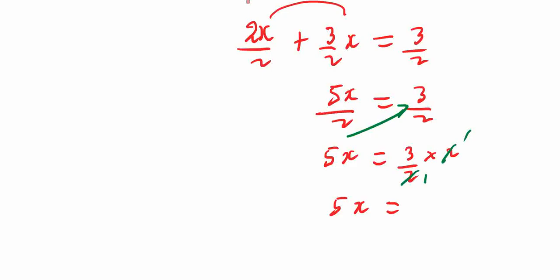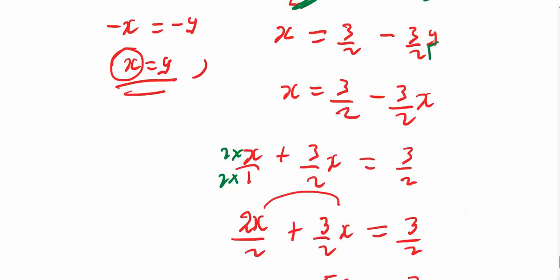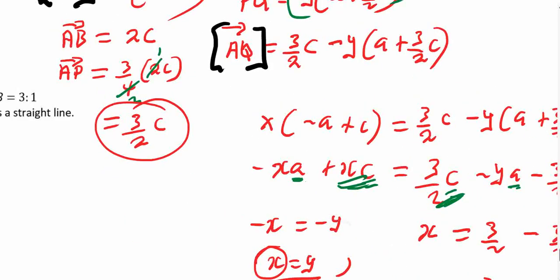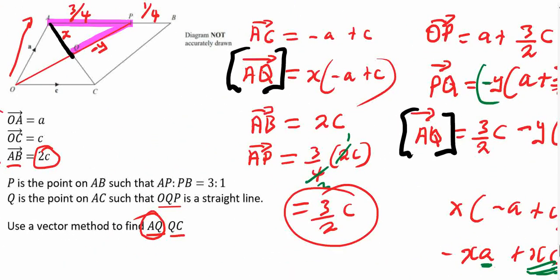5X equals 3. Now divide both sides by 5. 5 divided by 5 is 1. Therefore, X is equal to 3 over 5. Now that we have found this value, we can simply bring it over here. The first expression for AQ, which is this. So take the value of X and plug it here. So X is 3 over 5.